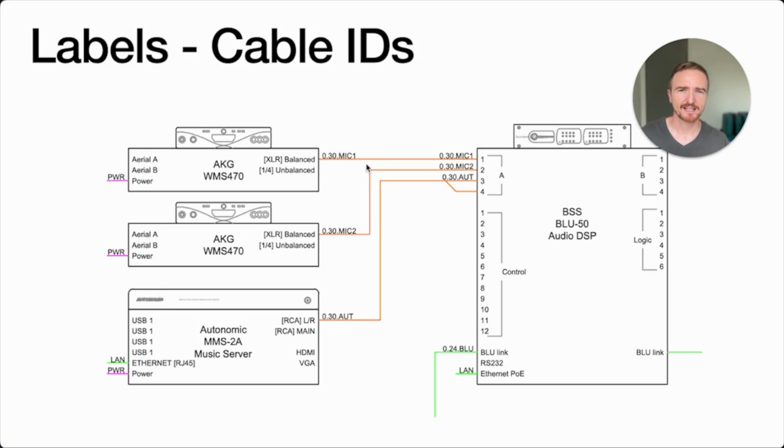So by having a label on the back of the box here and a label on the back of the box here, when I'm looking at this DSP in real life in the back of the rack, I can see, yes, in input 1 here, this is mic 1. This is the microphone 1 input.